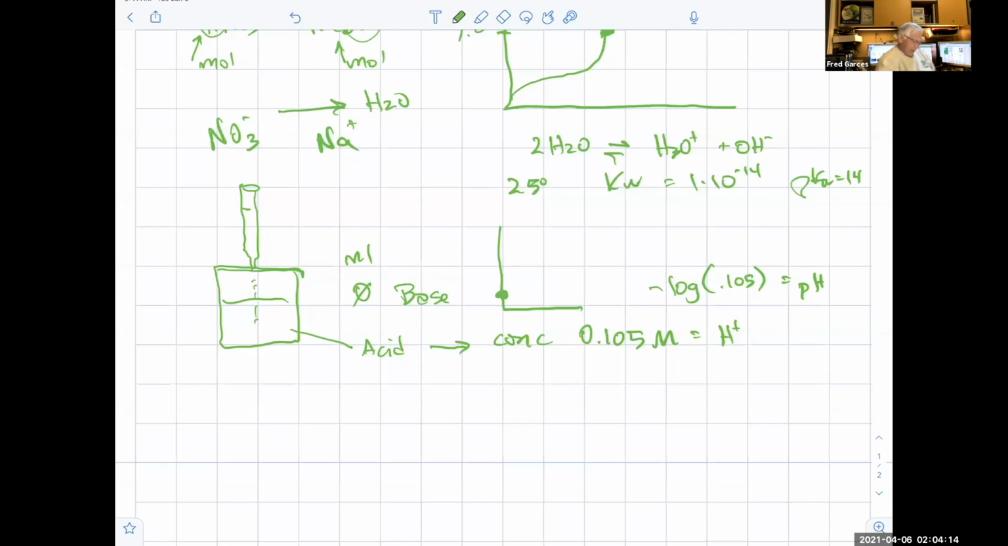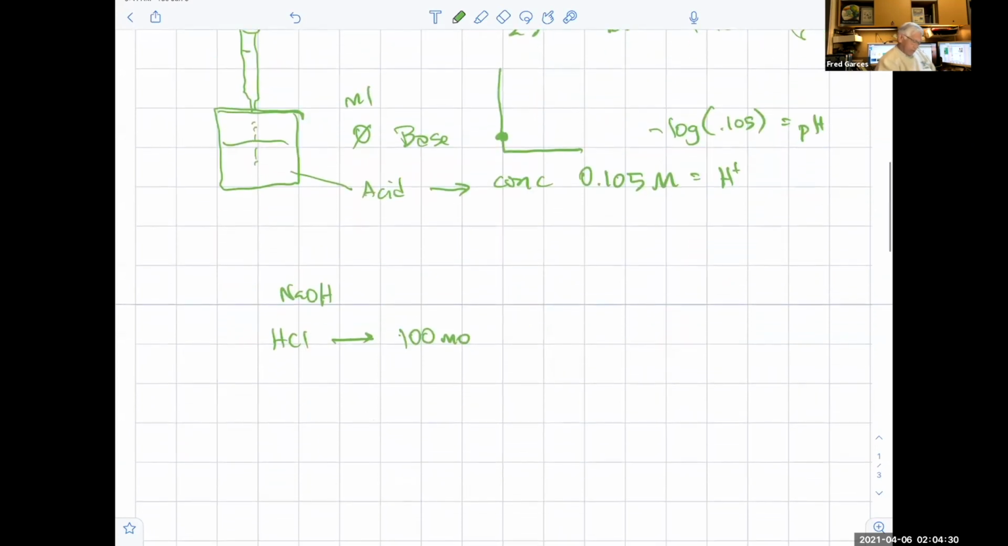So let's say I have HCl here, and let's, for instance, say we have 100 moles of that. And to that, we add, say, sodium hydroxide. So the reaction would look like this: HCl plus NaOH. I'm just using HCl because that's one of our seven strong acids. You could easily use sulfuric acid, nitric acid, perchloric acid. I'm using HCl. And when the reaction is done, it's going to form water and NaCl aqueous.